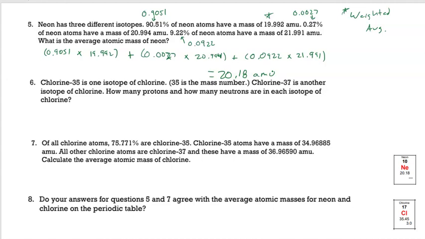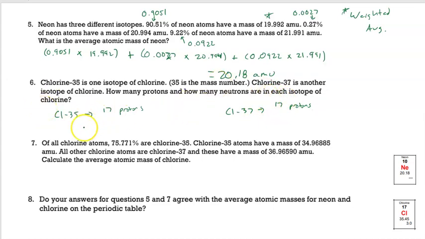Now, for number 6, it says chlorine 35 is one isotope of chlorine. 35 is the mass number. Chlorine 37 is another isotope of chlorine. How many protons and neutrons are in each isotope of chlorine? So Cl35 is going to look like this, right? All chlorine has 17 protons. So chlorine 37 also going to have 17 protons. Okay, if it doesn't have 17 protons, it is not chlorine.